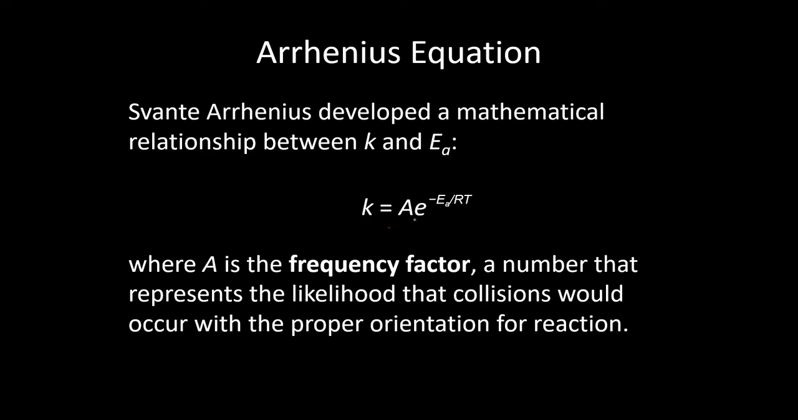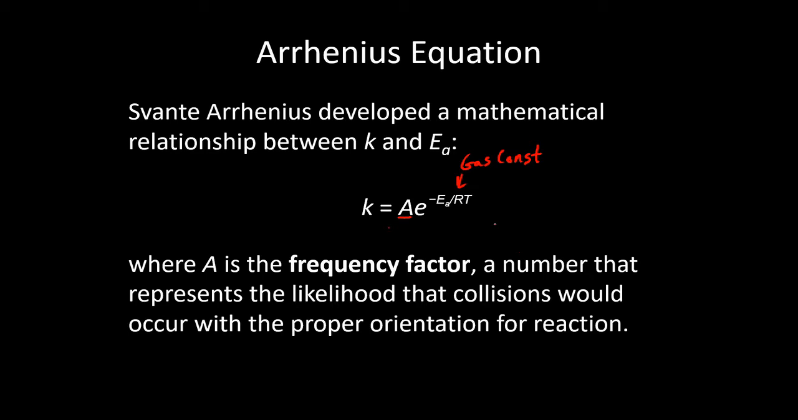So we have k is equal to A, which is what we call the frequency factor, and that is again related to how many molecules are making it into that transition state, or that activated complex per second, times e, and this is just the number e, the mathematical number e. So the natural log is base e. This is the same thing here. So e raised to the negative energy of activation divided by R, and that is the gas constant, times T, the temperature in Kelvin.